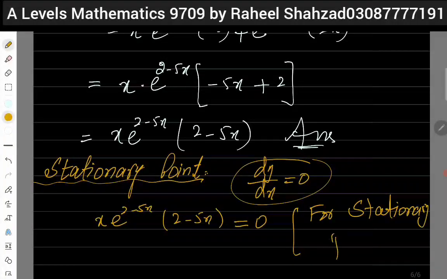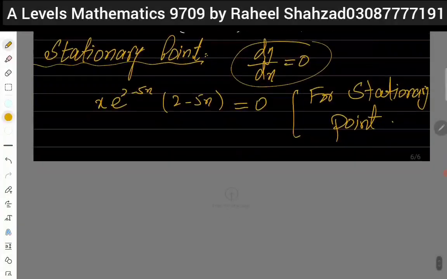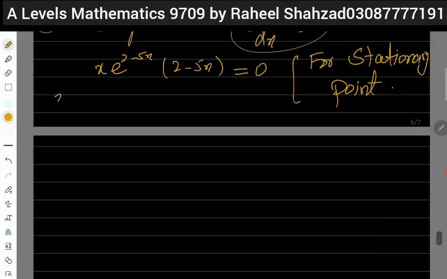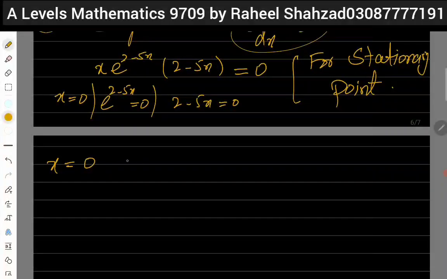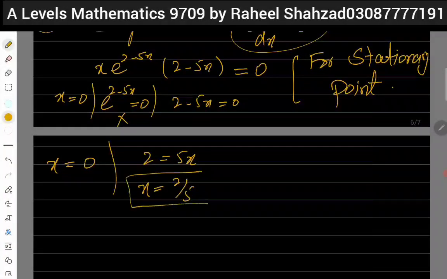This is for the stationary point. So now either x is 0, or e^(2 − 5x) is 0, or 2 − 5x equals 0. So your final answers would be either x is 0, or e^(2 − 5x) is 0, which is not possible, and this is 2 is equal to 5x, x is equal to 2 divided by 5. Now either x is 2/5 or x is equal to 0.